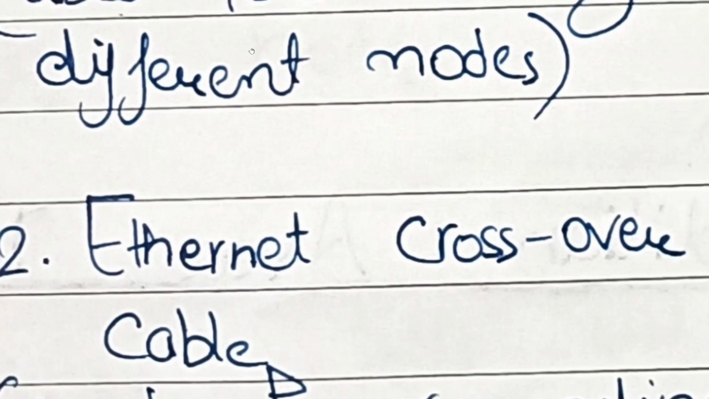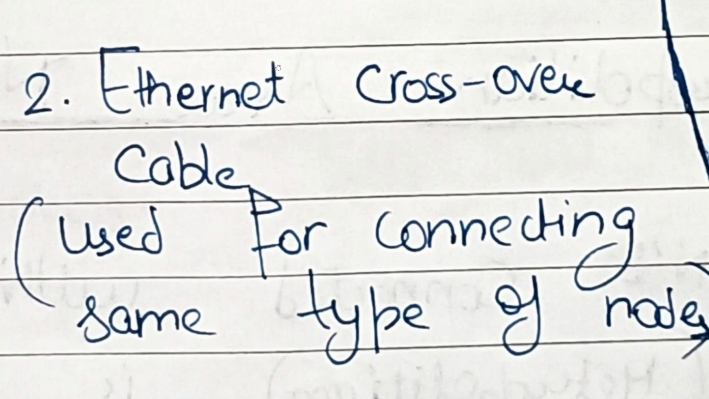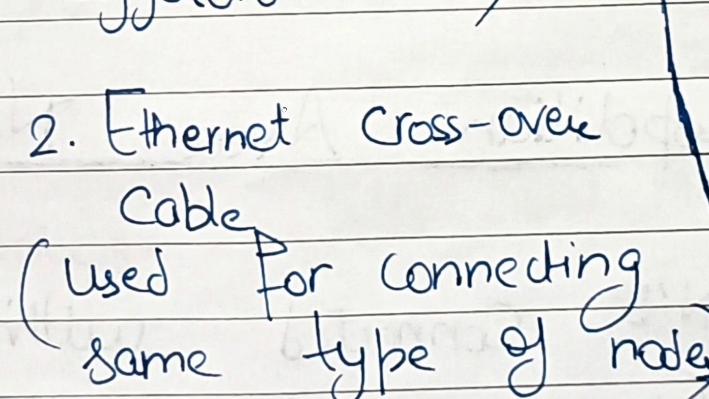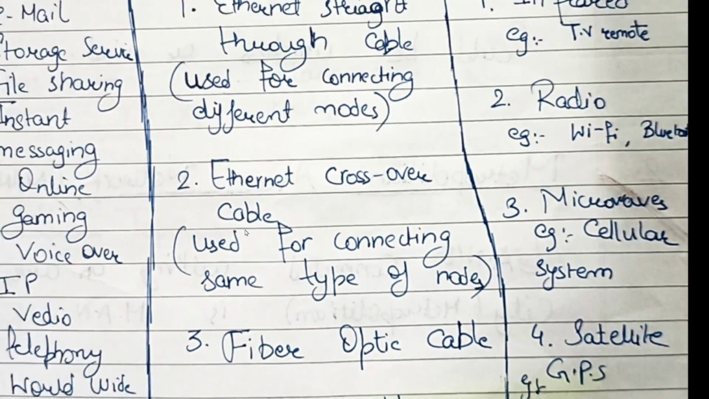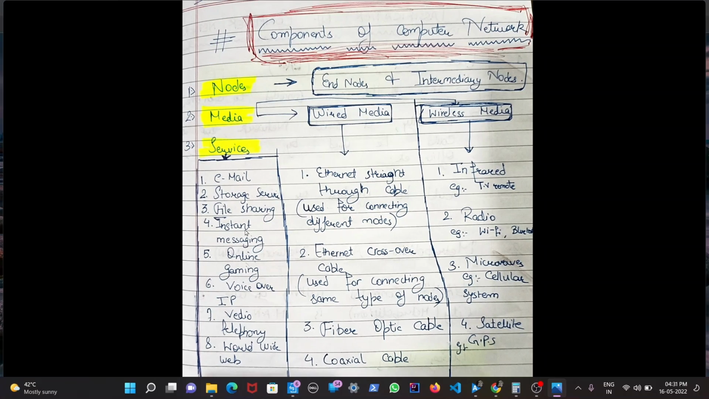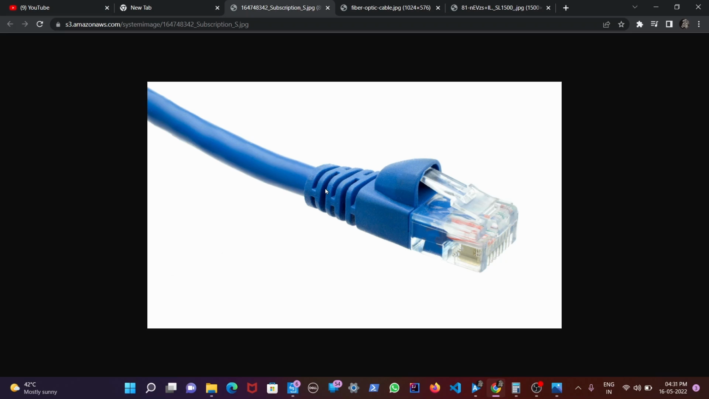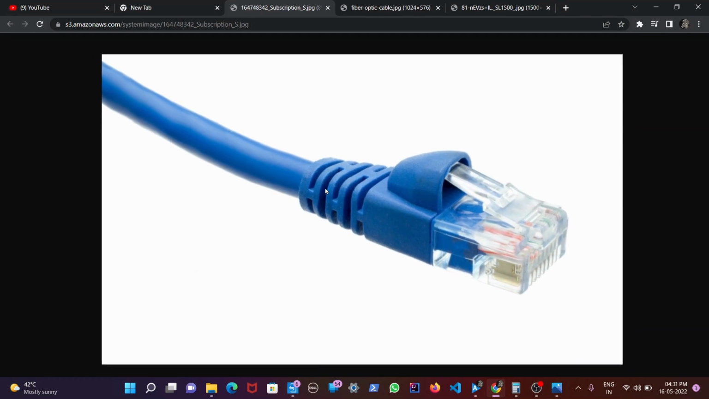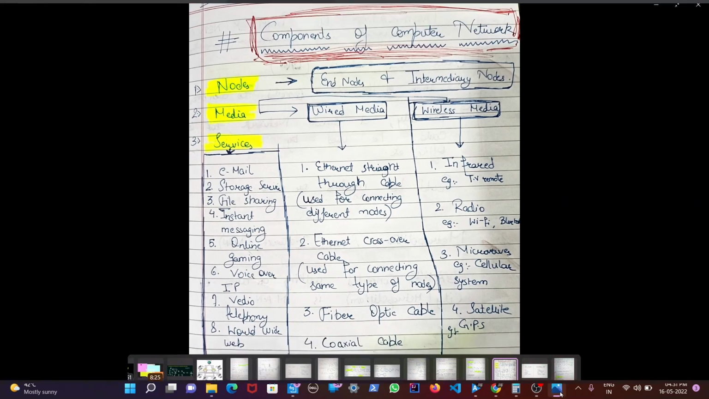The other one is the Ethernet crossover cable. This one is used for connecting similar kinds of devices, similar types of nodes. Suppose you have to connect your PC with another PC directly with the help of an Ethernet cable. Then you will be using the Ethernet crossover cable. Now let me show you how an Ethernet cable looks. Many of you probably know this already. This is how an Ethernet cable looks. Alright, coming back.